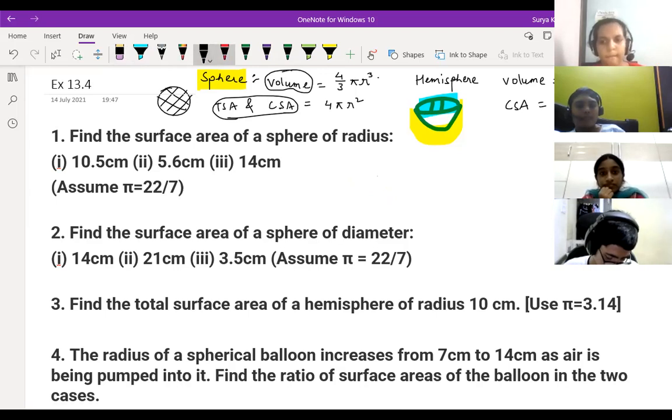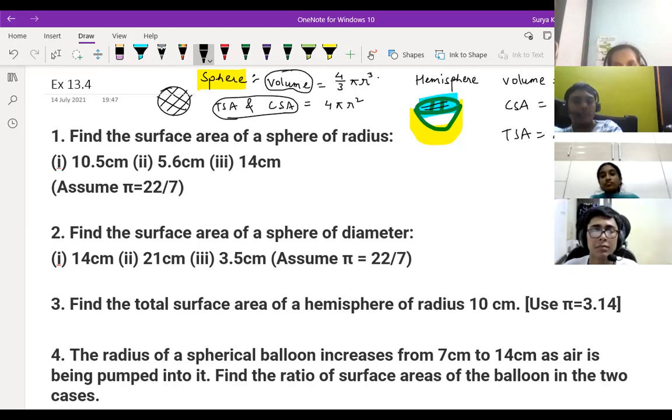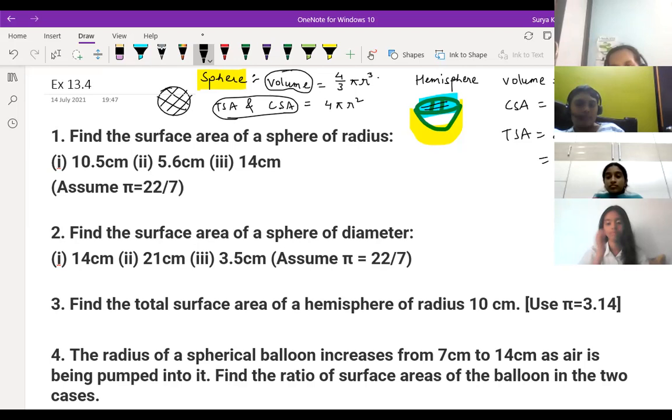But in case of a hemisphere, we have one extra top here. That's why we are adding it for TSA. For finding TSA, we add one more area of a circle. So what we should do? 2 pi r square plus pi r square extra, that is 3 pi r square. And an easy way to remember is, 1 minute, children.